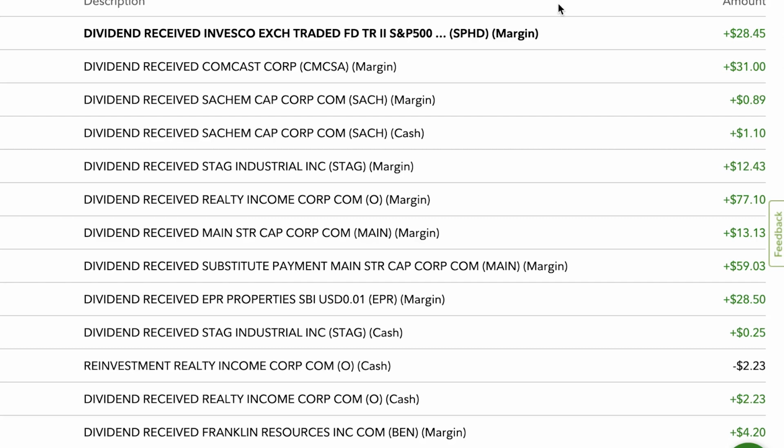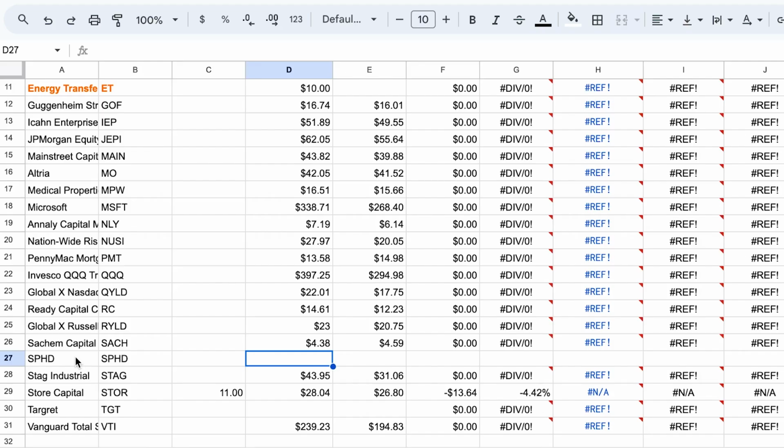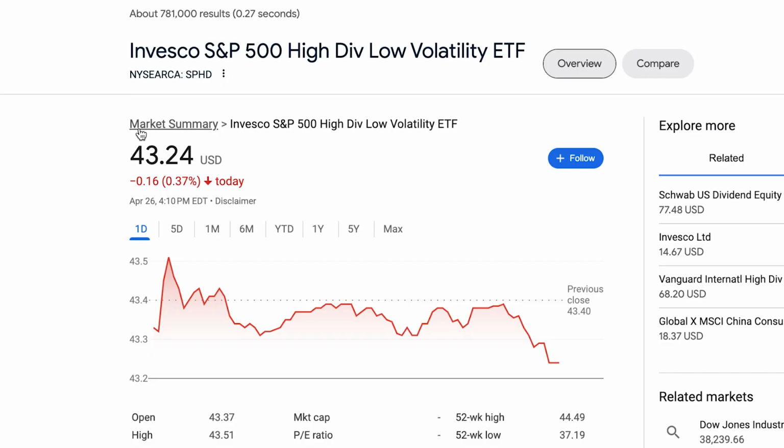So the first one we have is SPHD. This is S&P 500 dividend ETF from Invesco, and I got $28.45. So let's do this together. So we're going to go to the dividend tracker and just track this. SPHD is currently at $43.24. So I'm going to add this in.